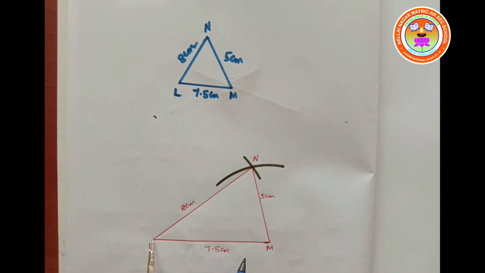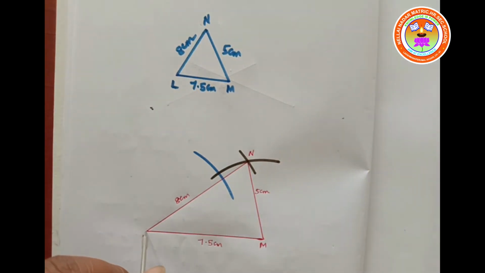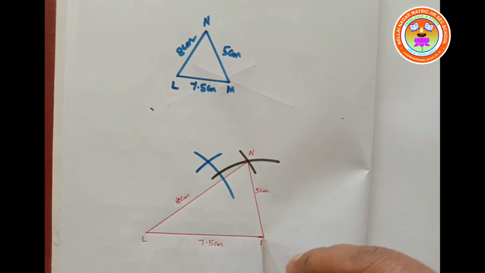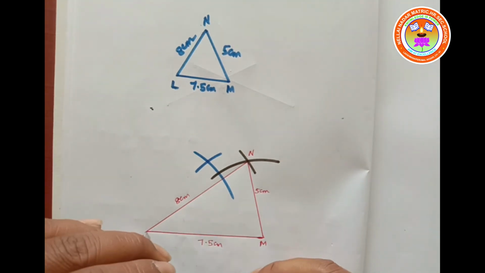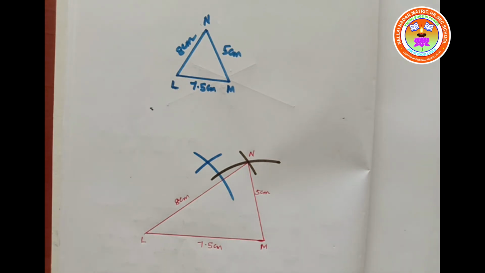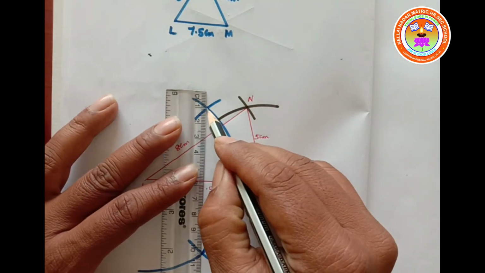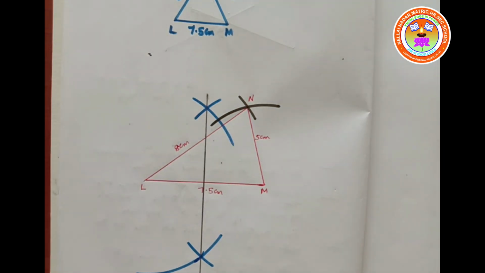From L, take more than half. LM. From LM, take more than half. And from M, same radius, cut other arcs. Now with the help of the scale, going to draw a straight line. Clear, children? And same way MN, now you are going to take M and N.